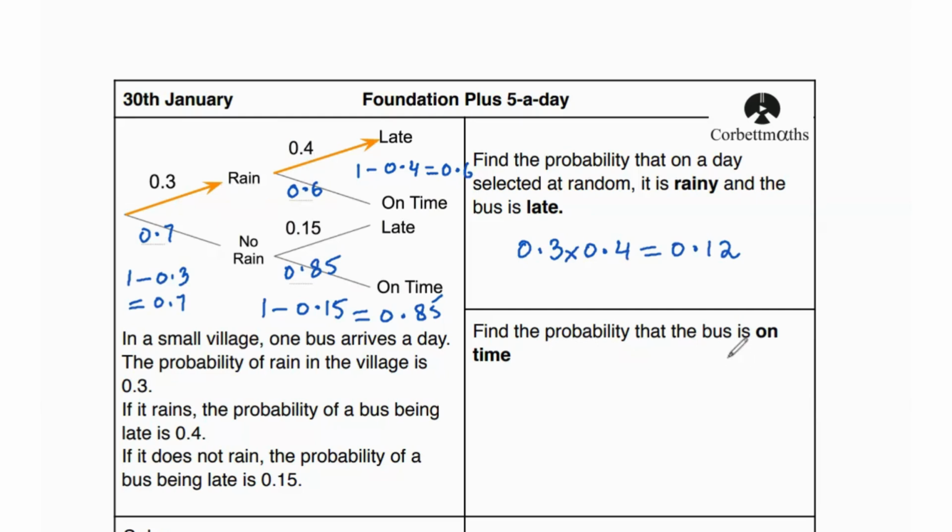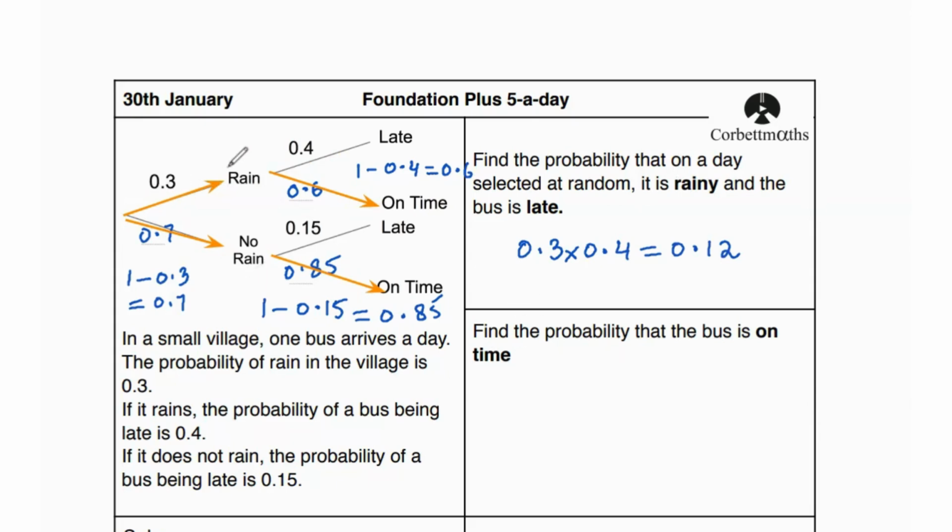Then it says find the probability that the bus is on time. So for the bus being on time, let's remove these. It rains and it's on time, so that's one possibility. Then it doesn't rain, but we're still on time. So now if you notice, it's not just movement along the branches, we're going across the branches as well, because there are two different possibilities. It rains and we're on time, and then it doesn't rain, but we're still on time.